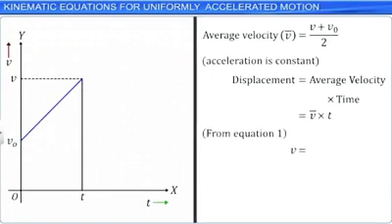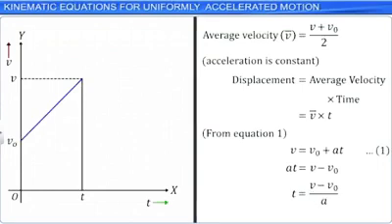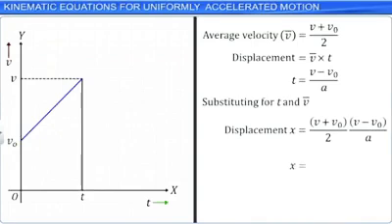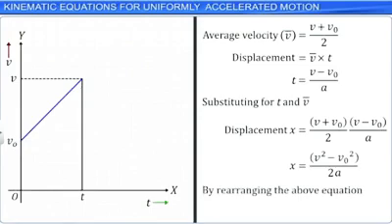Substituting the values of t and v dash in the equation for displacement, we get x equal to the ratio of the difference between v square and v0 square, and twice the value of a. By rearranging the above equation, v square is equal to v0 square plus 2ax. This is equation 3 of motion. Let's now use calculus to derive the equations of motion that were derived so far using basic mathematics.